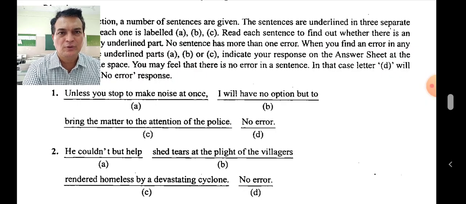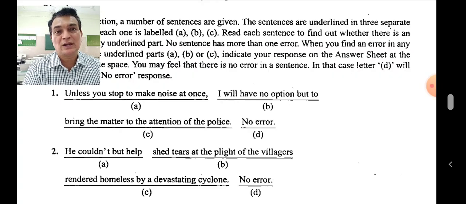Unless, that's a negative. So unless you stop making noise. So after stop, what should come? Making should come. Start running. Stop doing that. We use likewise. So it will be unless you stop making noise. So A is the right answer here.